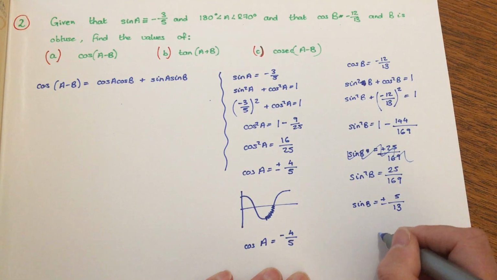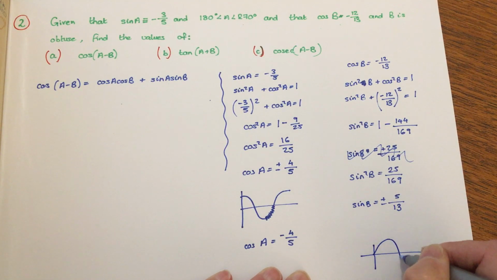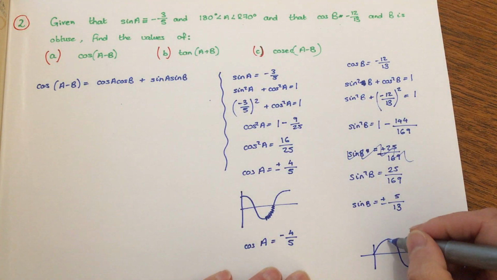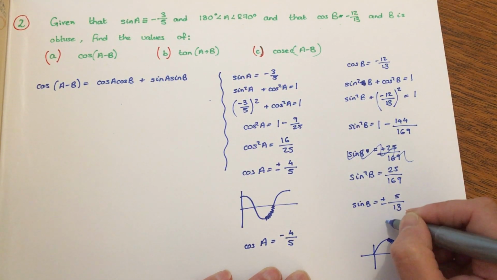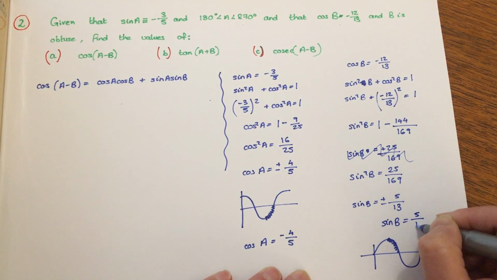How do I know which one it is? So I look at the sine graph. So here's the sine graph. I know that B is obtuse. So obtuse is between 90 degrees and 180. So it's positive. So sine B is positive 5/13.